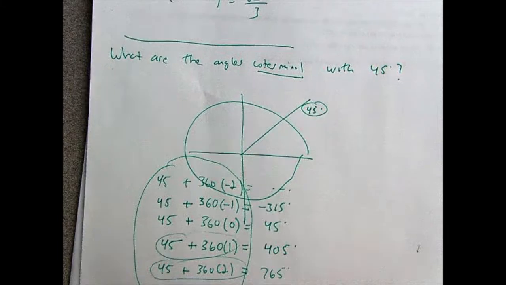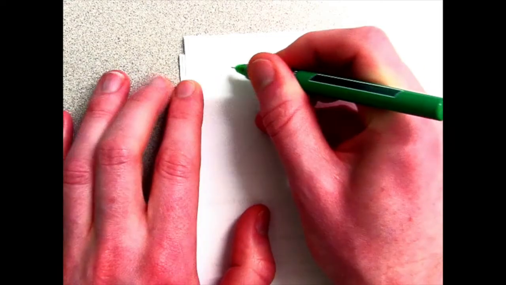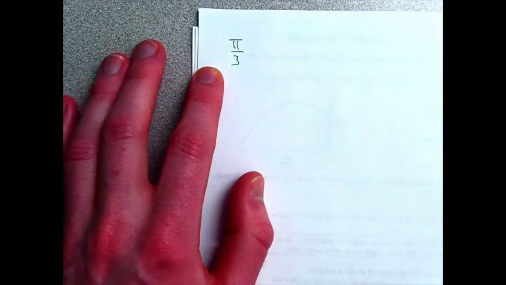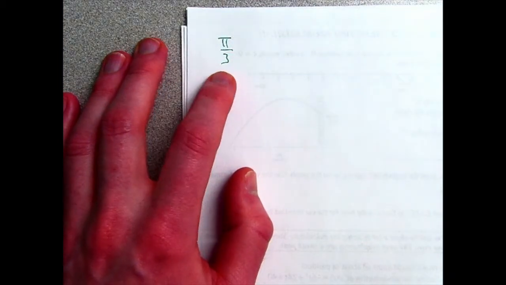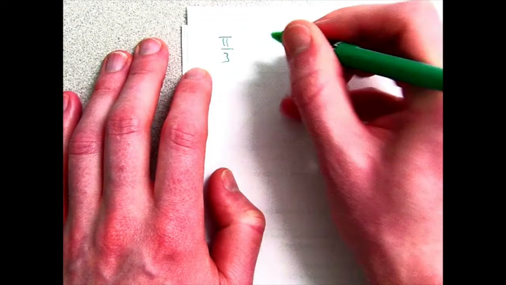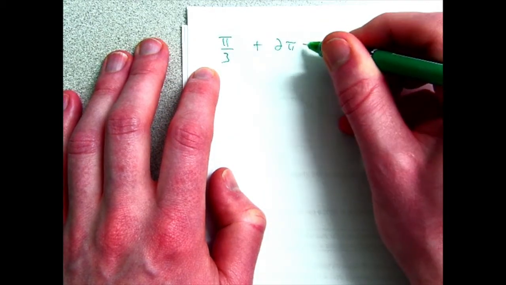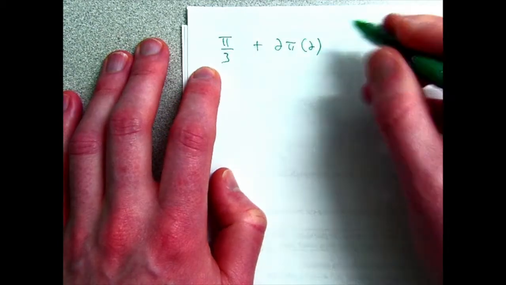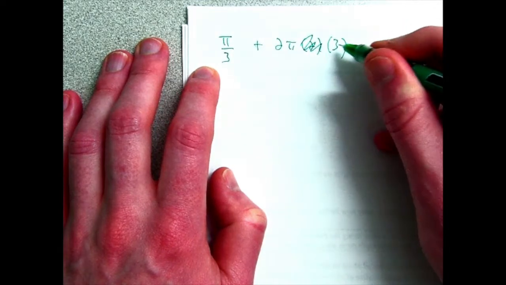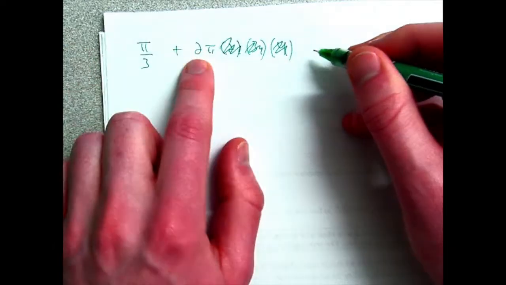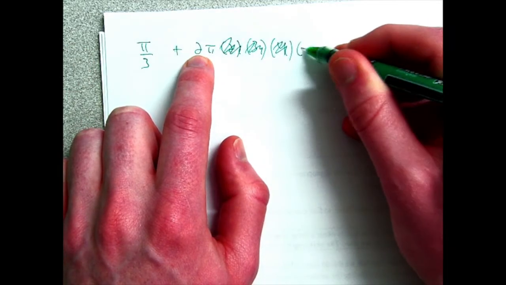Now, if you were to do this in radians, it's very similar. Suppose I asked you, what are all of the angles coterminal with, say, pi over 3, right? That's a different angle. In radians, what are the angles coterminal with that? Well, I could do pi over 3 plus 2 pi. That would be coterminal. Or I could add 2 copies of 2 pi, or 3 copies of 2 pi, or 4 copies of 2 pi, and I could also do negative, right? I could subtract copies of 2 pi, like -2.